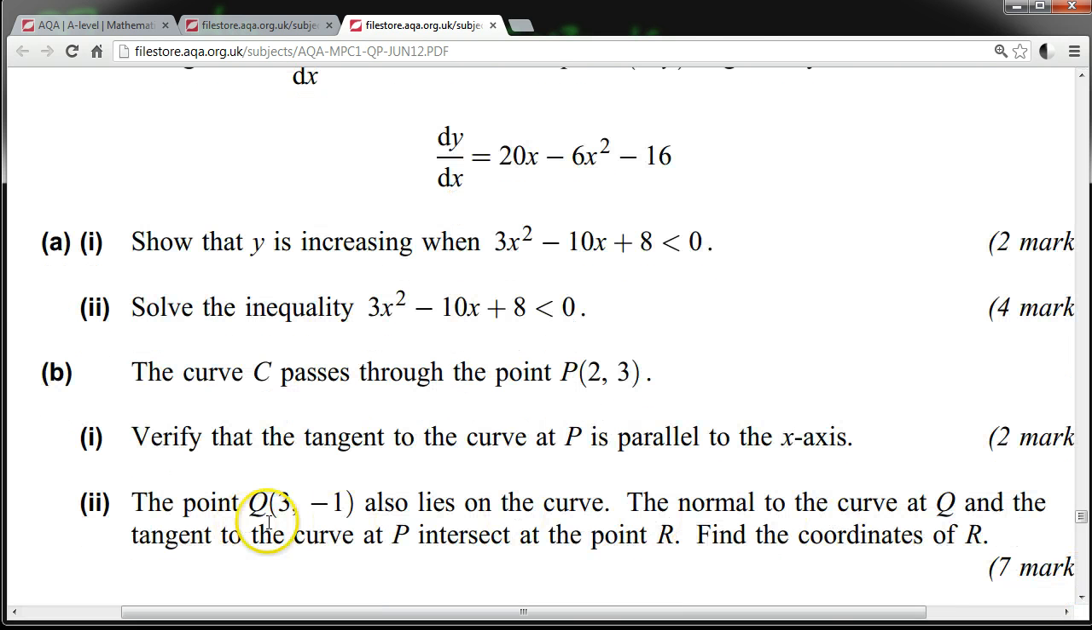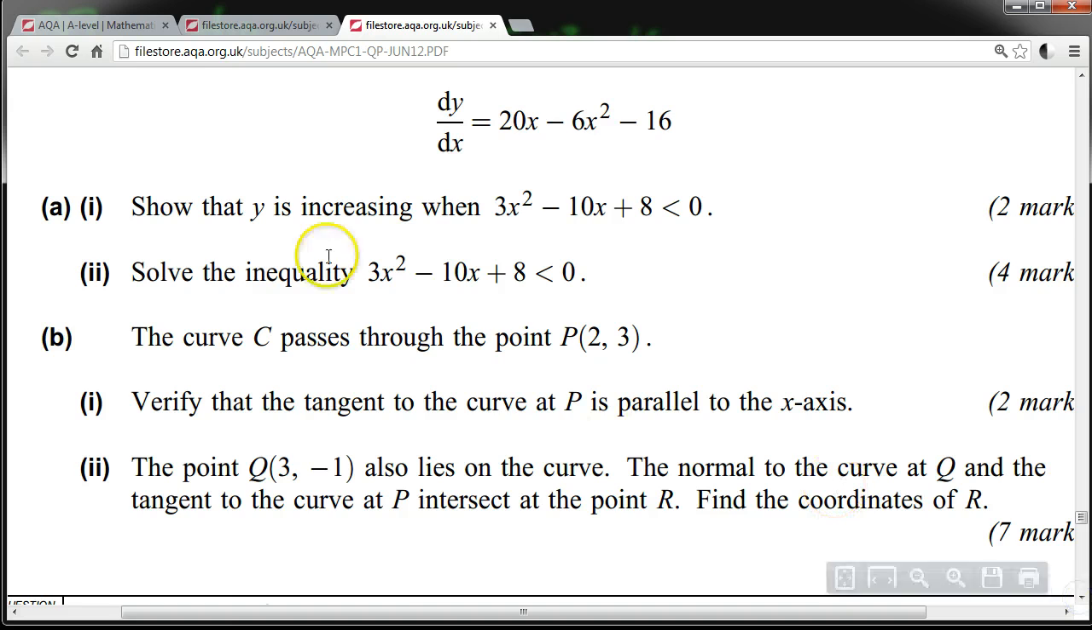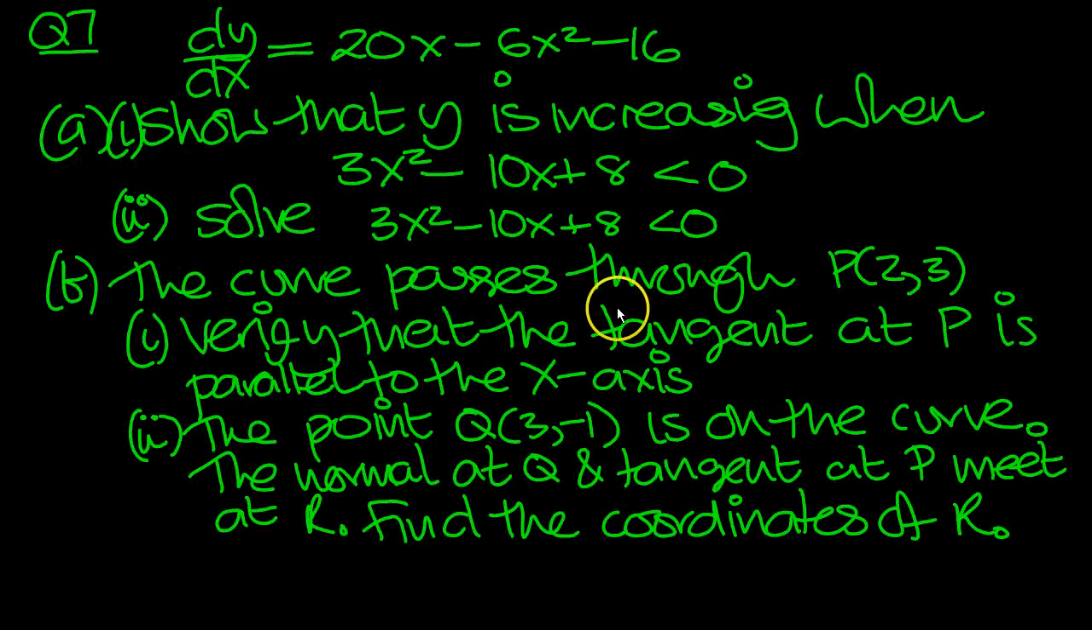The point Q, 3, minus 1, also lies on the curve. The normal to the curve at Q and the tangent to the curve at P intersect at R. Find the coordinates of R. So I think that's the question there then. So let's have a look at it.